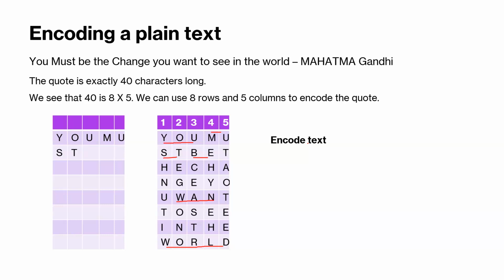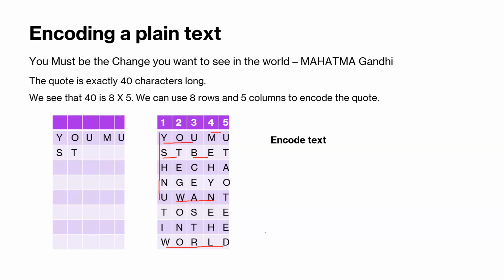for encoding the text, what we do is we pick up the columns, right? So we start writing the encoded text by picking up the column. So the first character would be here, right? So first 5 characters, right? So U, Y, S, H, and U would become our first 5 characters. So that's how we will start encoding the text, right?